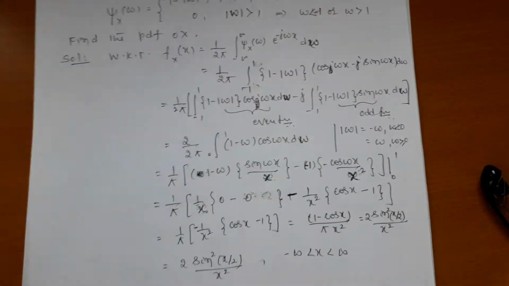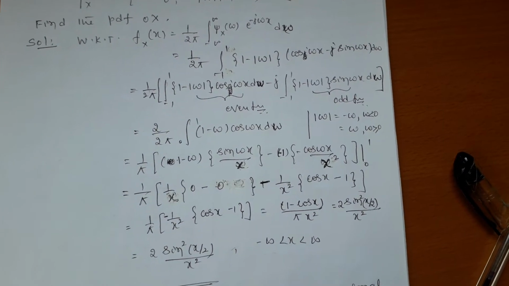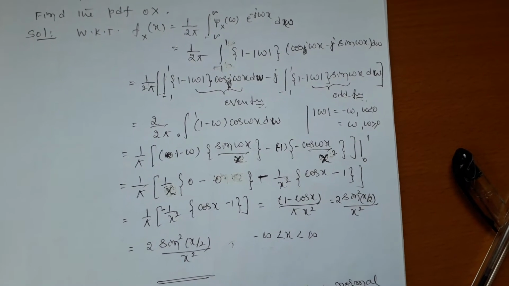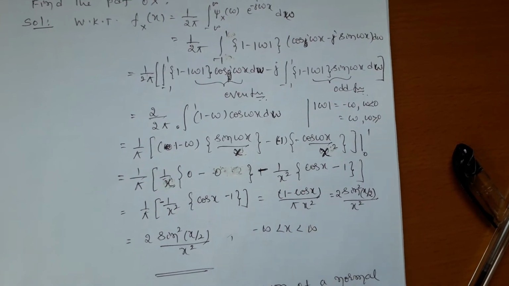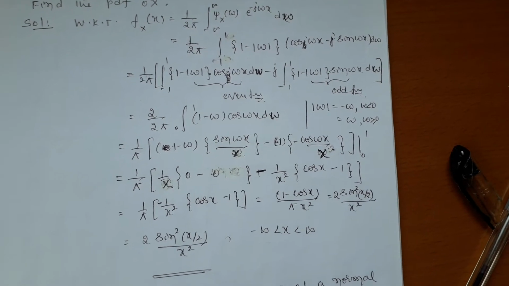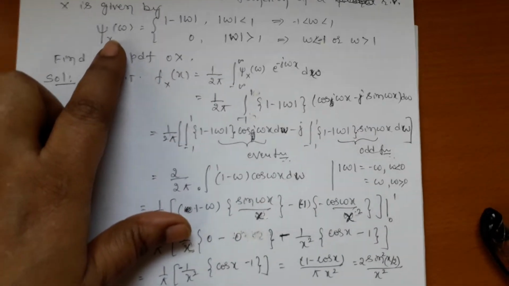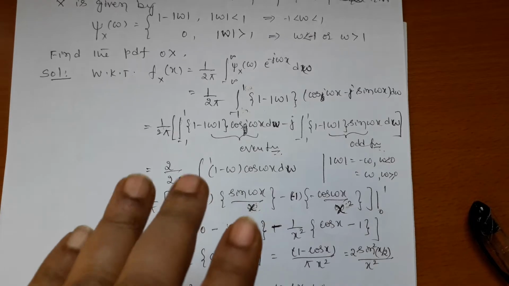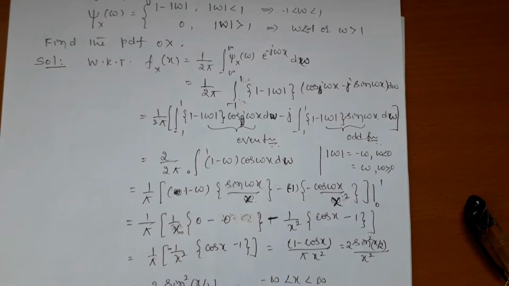Before moving to the next one, I'll tell you: if you want to find the characteristic function from the probability function, just apply the Fourier transform formula, but instead of s it is omega, that's all. Instead of i it is j. If the characteristic function is given and you want to find the probability function, just apply the inverse transform formula. Instead of s we take omega, and instead of i we take j, that's all.